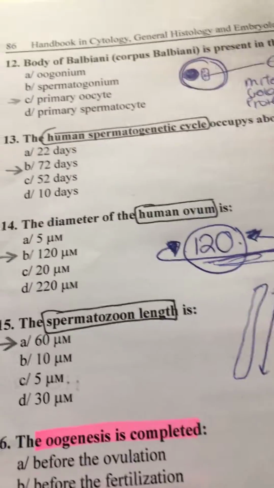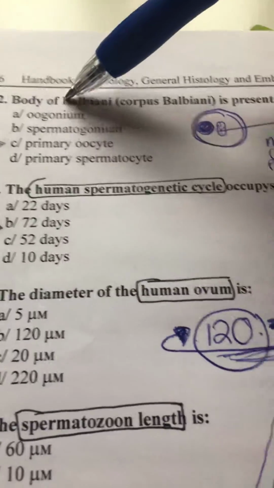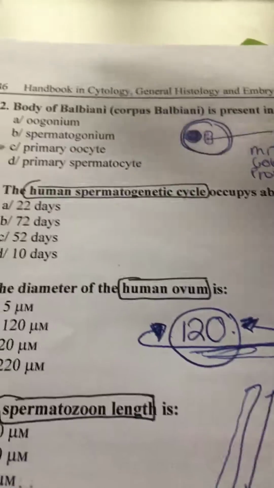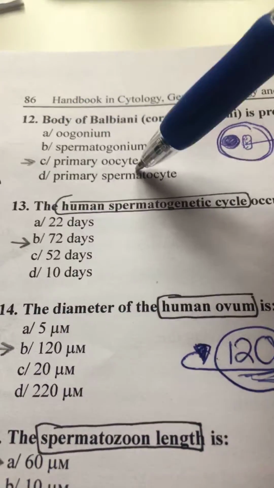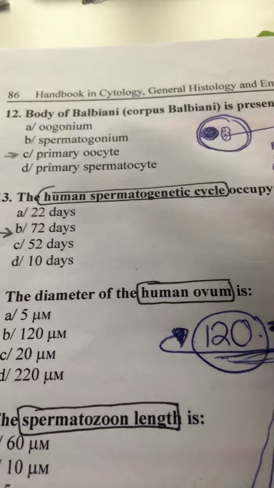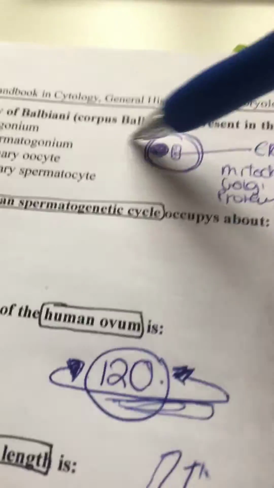Part 2 of questions on spermatogenesis and oogenesis. The body of Balbiani, the corpus Balbiani, is present in the... So the answer is primary oocyte. The body of Balbiani is basically distinct and special for the primary oocyte.